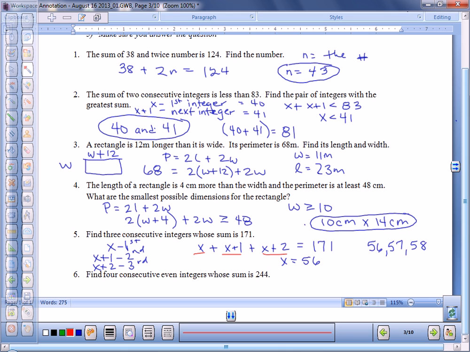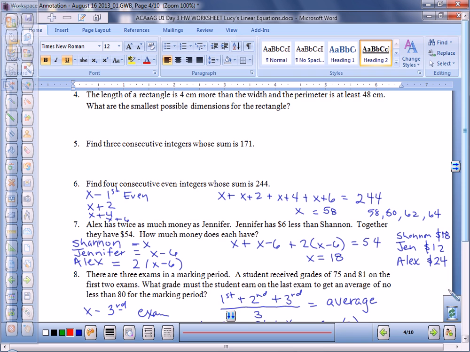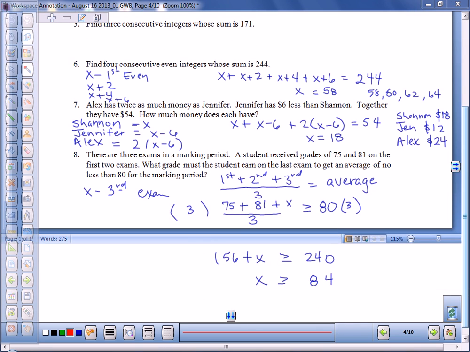Alright, let's take a look at the next word problem. Okay, so 4 consecutive even integers. I let x represent the first even, and then x plus 2, x plus 4, x plus 6. When we add up our even integers, we get 244. And when we divide and solve, we get 58. So it's 58, 60, 62, and 64.